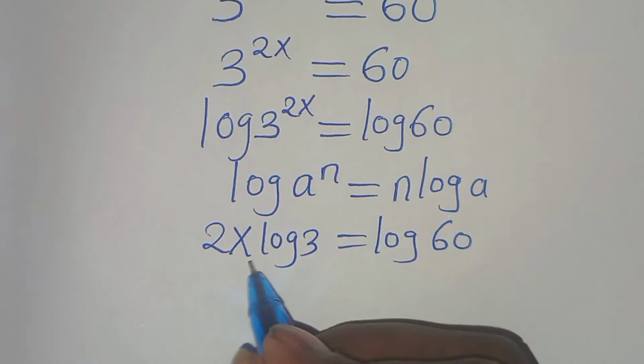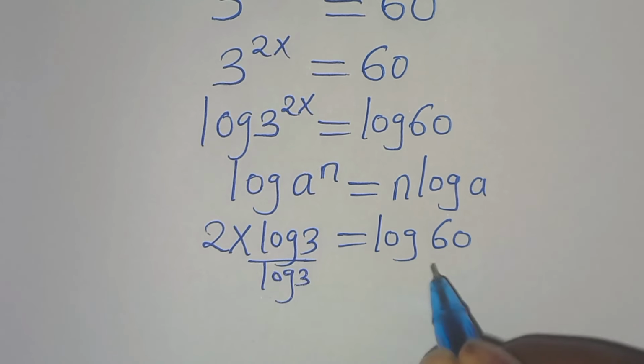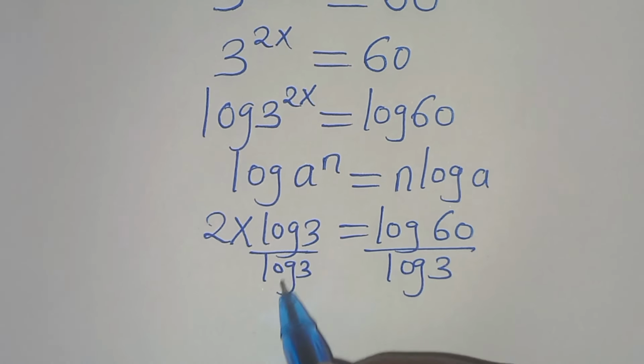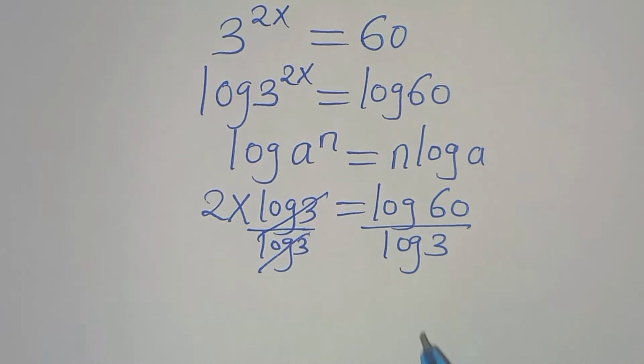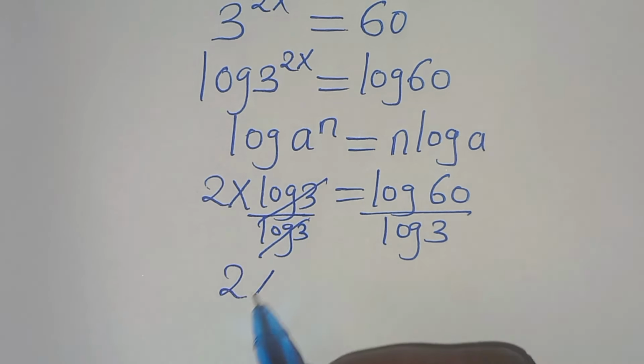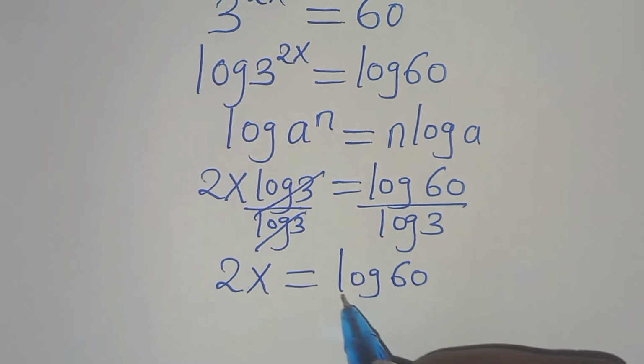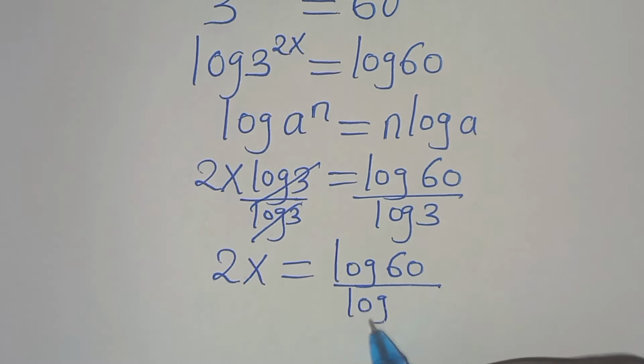Now, let's divide both sides by log 3. And also here we have log 3. So let's simplify log 3 and log 3 here, so that we have 2x. This is equal to log 60 divided by log 3.